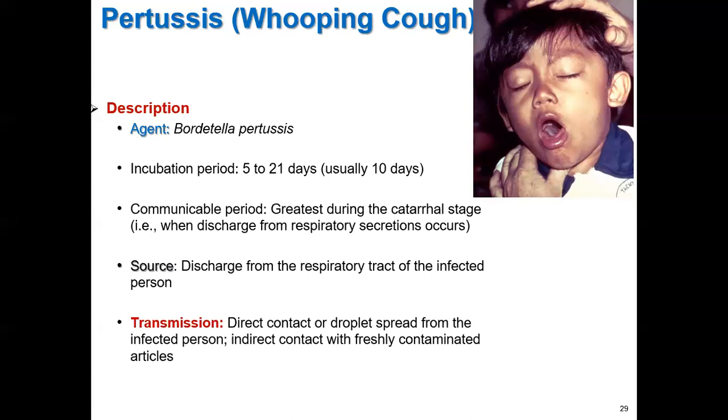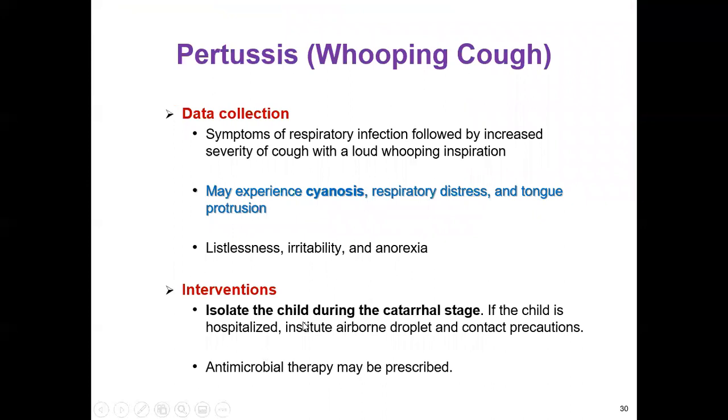Transmission: direct contact or droplet. Droplets spread from an infected person in direct contact with freshly contaminated objects. So what are the key symptoms? Symptoms of respiratory infection followed by increased severity of cough with a loud or whooping inspiration. The patient may experience cyanosis, respiratory distress, and tongue protrusion.